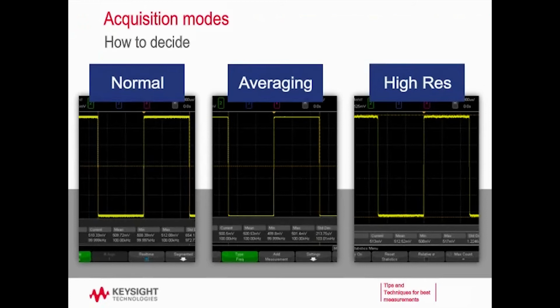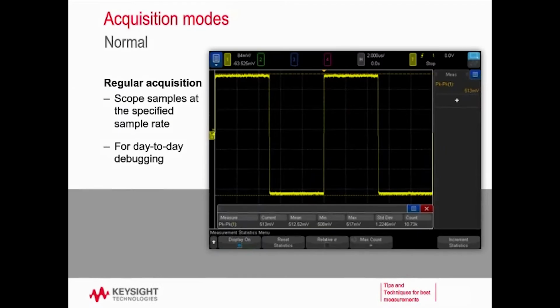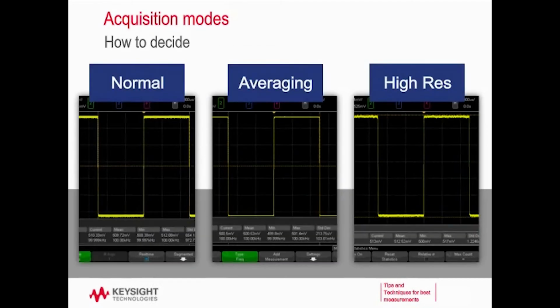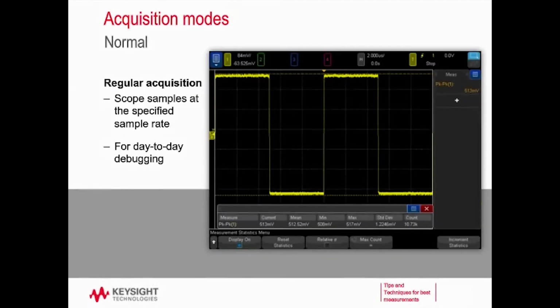Our Keysight scopes have 3 acquisition modes that we're going to look at today. We have the normal acquisition mode, which we probably use on a day-to-day basis. It just samples at the normal sample rate and plots the information on screen. This is pretty useful for day-to-day debugging. We also have the averaging acquisition mode, which is a waveform-to-waveform averaging mode. We can take multiple captures and average those waveforms together. We'll talk about a good use model for that in a bit. And then we also have the high-resolution acquisition mode, which is a point-to-point averaging mode. We'll talk about that a little further on in the slide set.